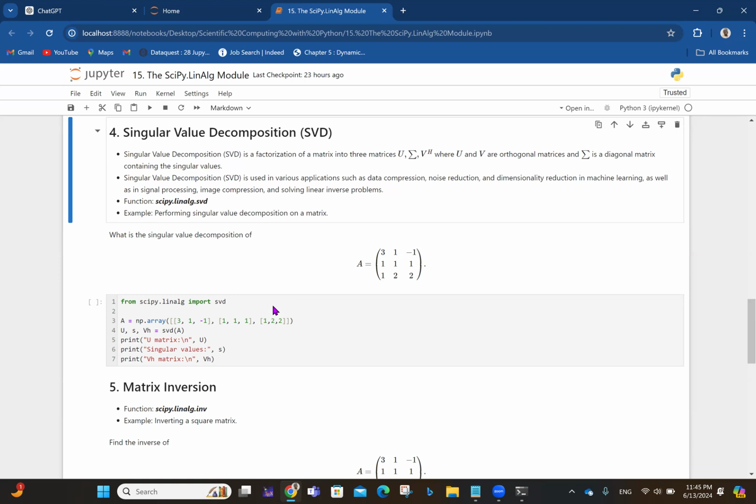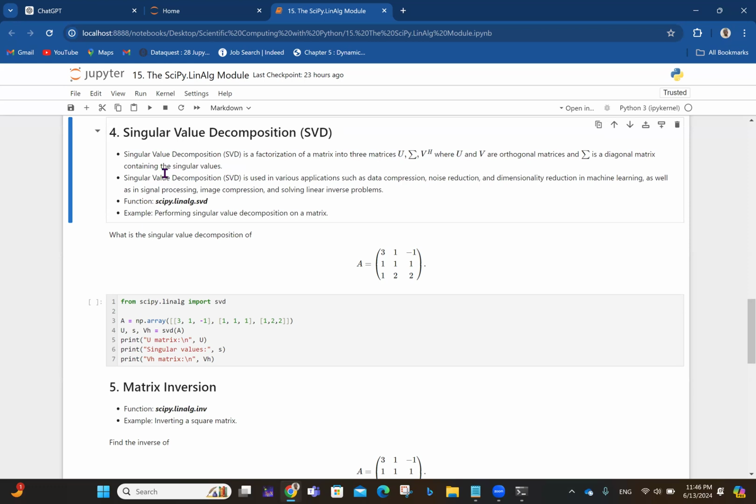So here we have singular value decomposition, and it is a factorization of a matrix into 3 matrices. What's the sigma called now? The popular name for it is sigma. Somehow I don't know the Greek. I mean that sign, and then you have V power H, where U and V are orthogonal matrices. Under matrices, I have a whole video describing different kinds of matrices like idempotent, nilpotent, and things like that. So orthogonal matrices, and this sigma symbol is a diagonal matrix containing the singular values.